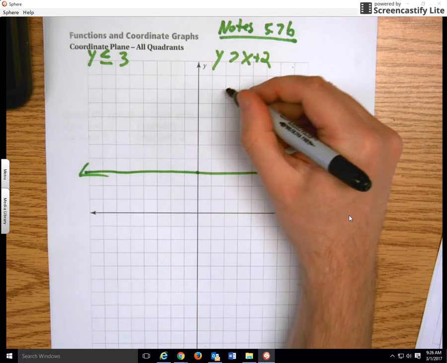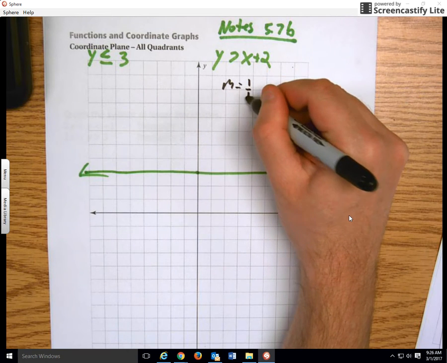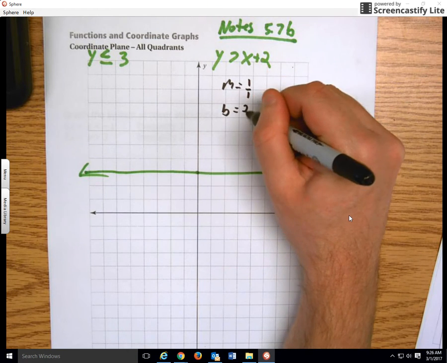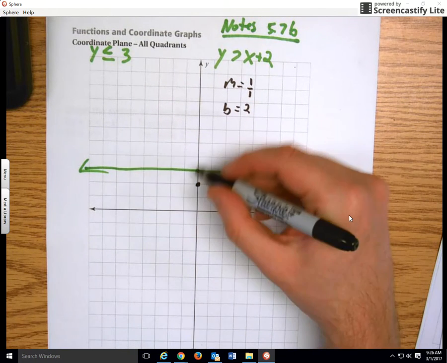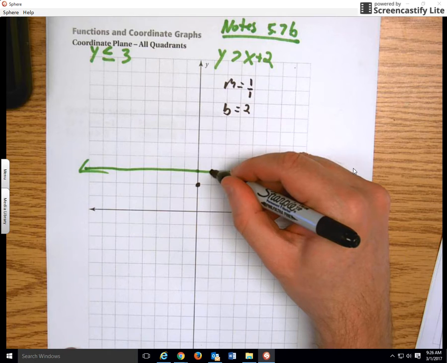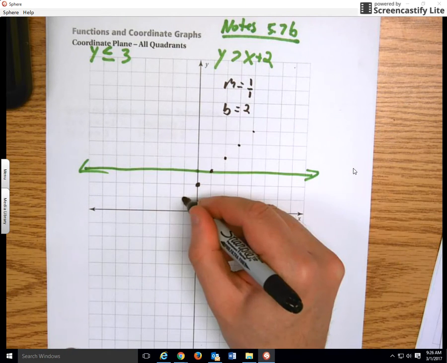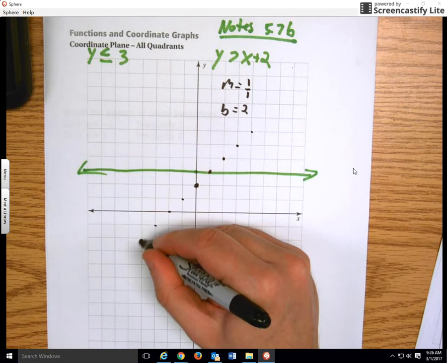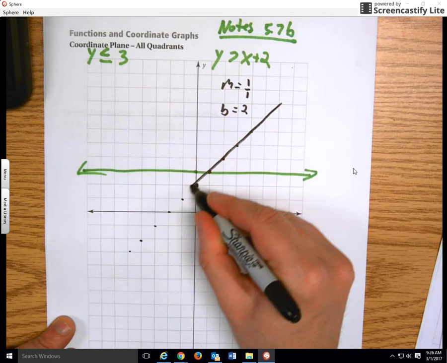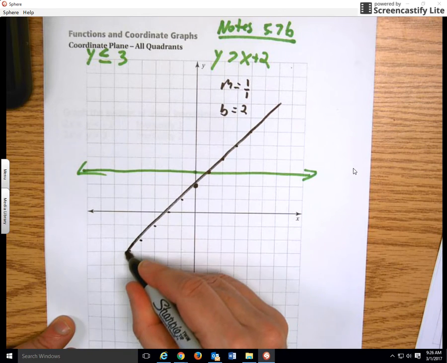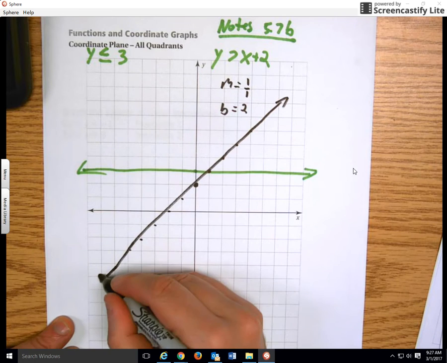Good. And then the second inequality is y is greater than x plus 2. So the m would be 1, and the b would be 2. So we'll start at the origin, count up 2 for the b equals 2, and then we'll rise 1, go over 1. Up 1 over 1, up 1 over 1. And if you want to, you can go the other way. I like to do that so my line is a little bit straighter when I'm not using rulers.